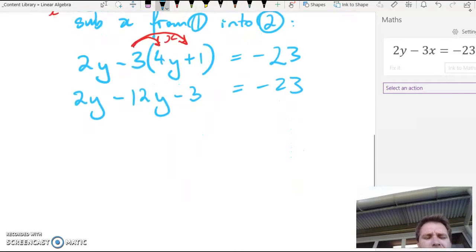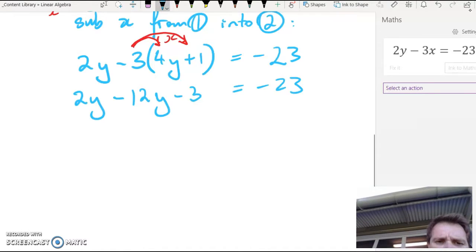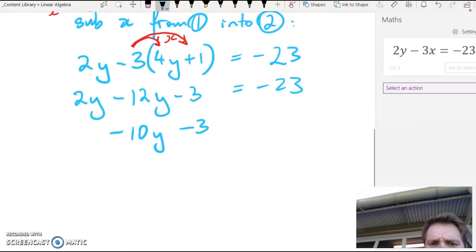Let's keep on going with that. Let's tidy up first of all our y's, collect like terms. We've got positive 2y minus 12y. That's minus 10y. And we've got minus 3 there, which can't go with the y's. So we've tidied up the like terms. Now it's a matter of solving this equation.